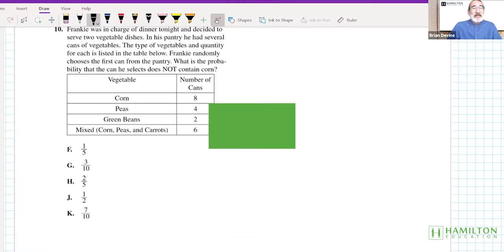B. For number 10, Frankie was in charge of dinner tonight. This is what we're going to have for dinner, so everybody, here's the menu. He's decided to serve 2 vegetable dishes, and in his pantry he had several cans of vegetables. The type of vegetable and the quantity for each is listed below. Frankie randomly chooses the first can in the pantry. We want to know what's the probability that the can he selects does not contain corn.